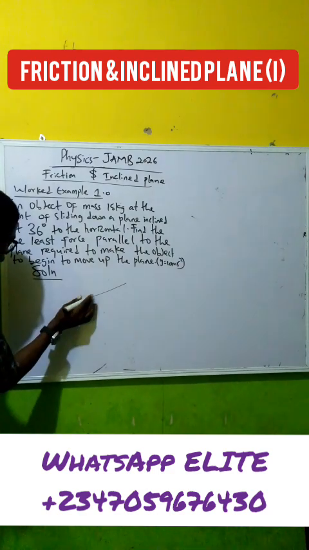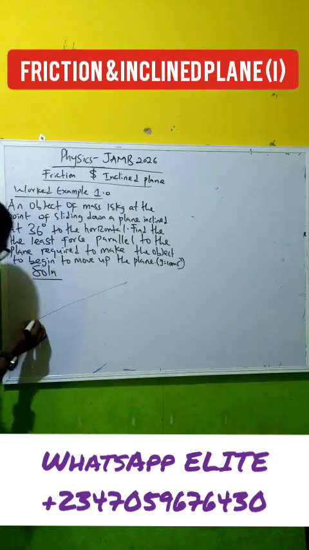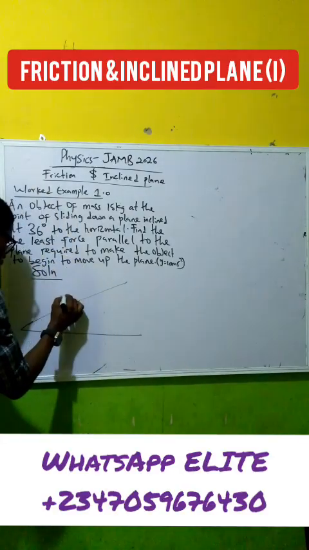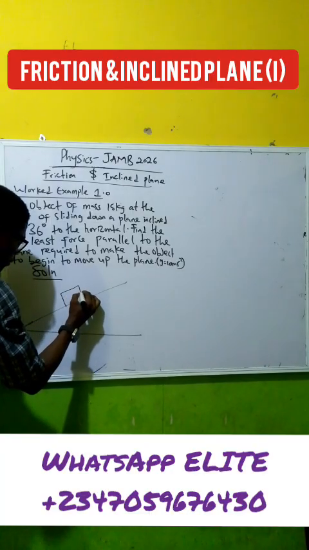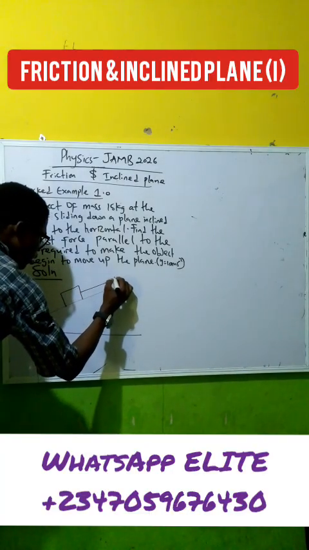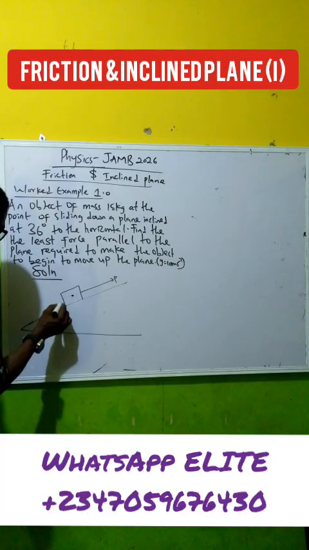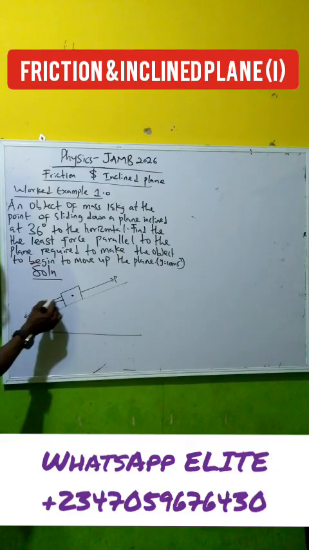Alright, so this is our inclined plane, like this, and this is the object. This is the pulling force, which we represent as P. Then we have the center of gravity, and this place here is the frictional force.